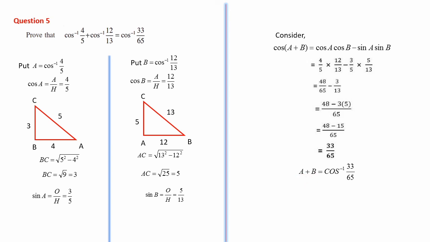From here, for A plus B, cos will go to the right side. That is cos inverse of 33 by 65. Let's substitute A and B again. That is cos inverse of 4 by 5, that is our A, and our B is cos inverse 12 by 13. That is equal to cos inverse of 33 by 65. So this is our required statement.